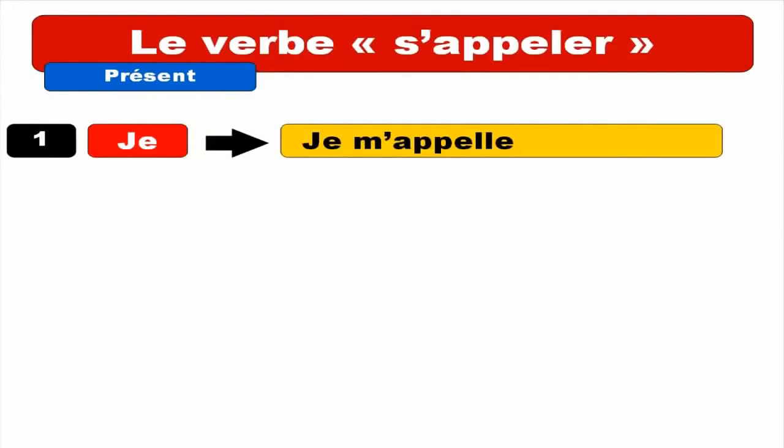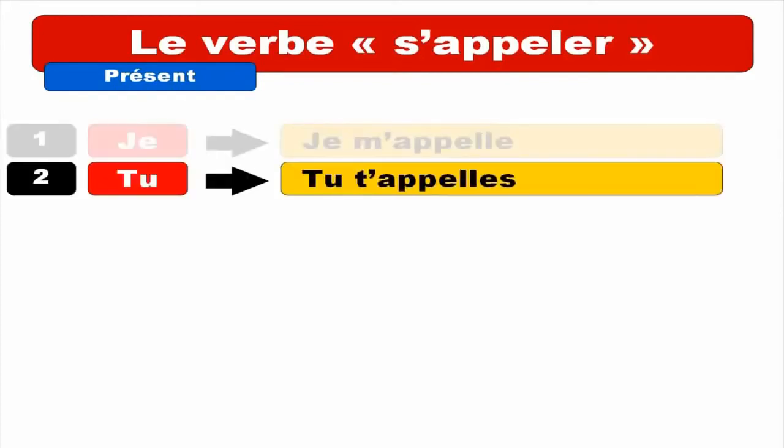Okay, so first form for je, it's je m'appelle. That's the particularity of these verbs. You've got to add something, and usually for the first form it's me, but as you've got this vowel for the verb appeler, the e disappears and you get this: je m'appelle. Repeat.